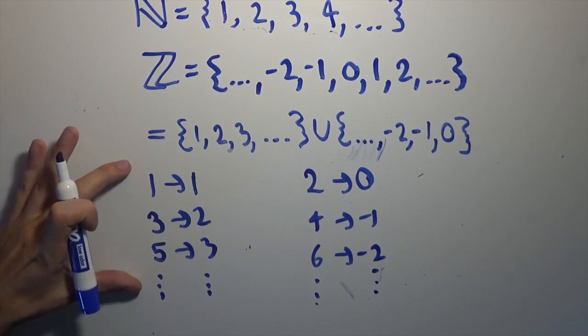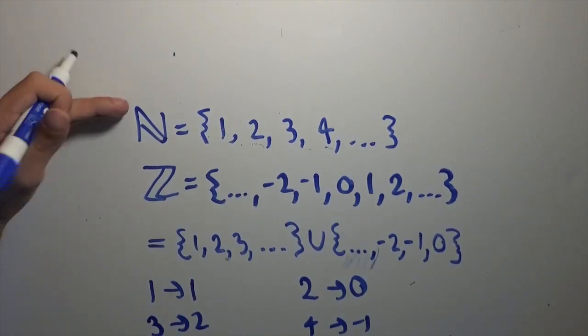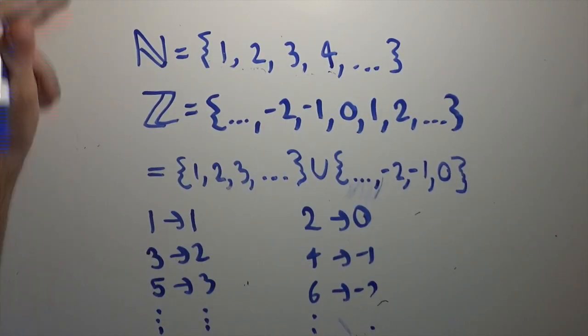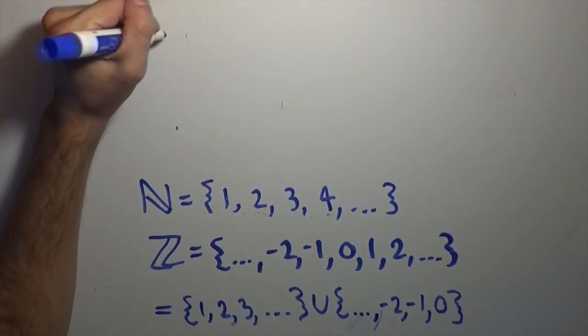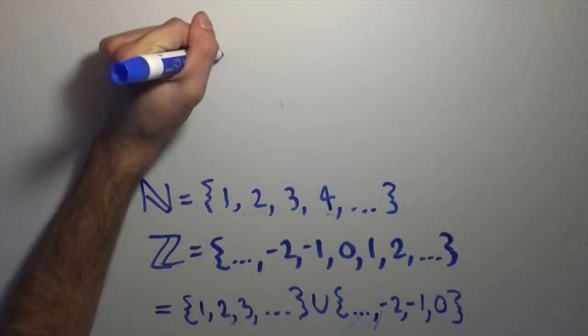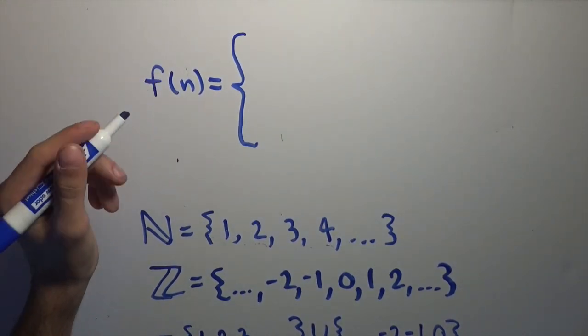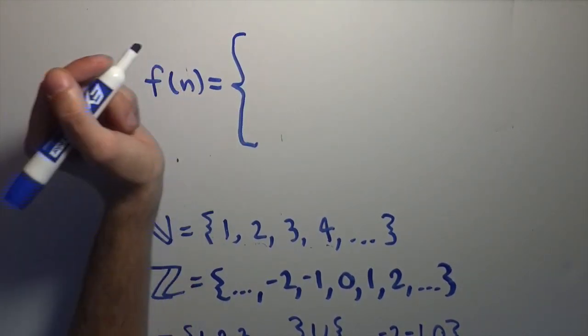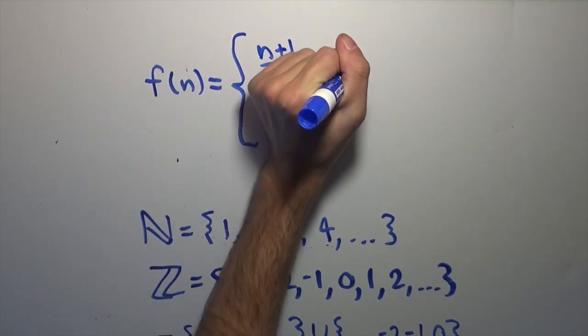So let's come up with a rule for this part. Let's write it up here. We don't need the word cardinality anymore. So for us to make a bijection from N to Z, we need all the odd natural numbers to be mapped onto all the natural numbers. So we're saying that f(n) is going to be a piecewise function, and it's going to go to (n+1)/2 if n is odd.